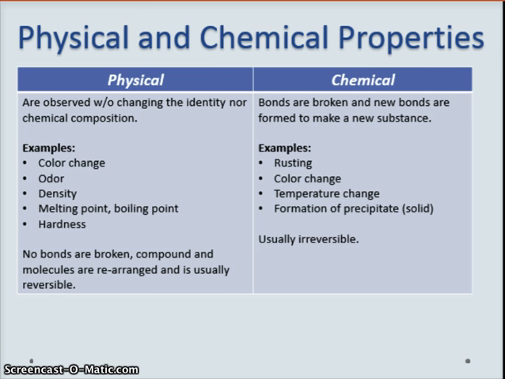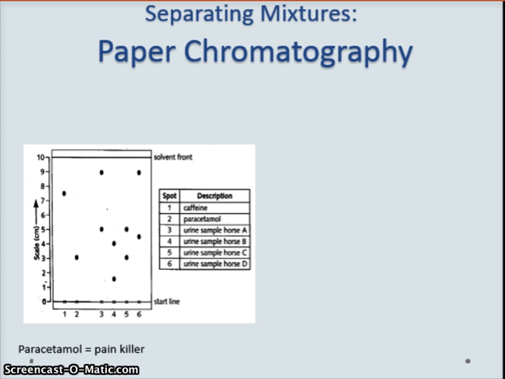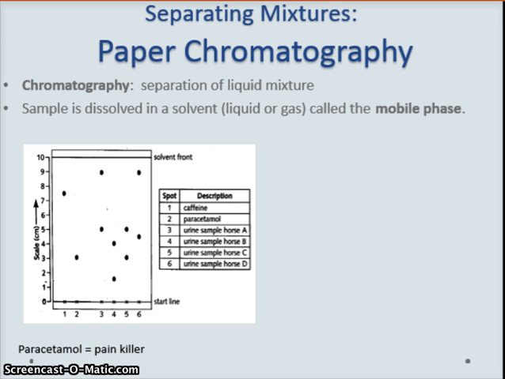Okay, next PowerPoint slide. There are different ways to separate mixtures. The first one is called paper chromatography. Chromatography is the separation of a liquid mixture. It could be a dye, it could be blood, it could be urine. The most common one is urine and blood. It's a very common technique used in forensics. So, for example, here they're testing whether these horses were exposed to drugs right before a race.